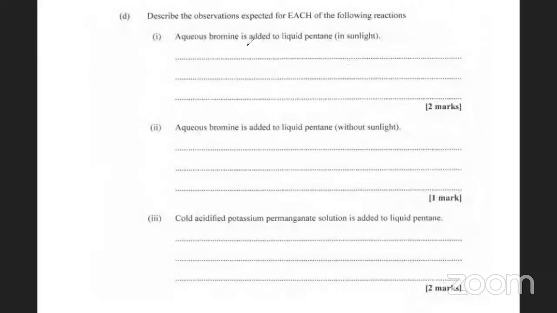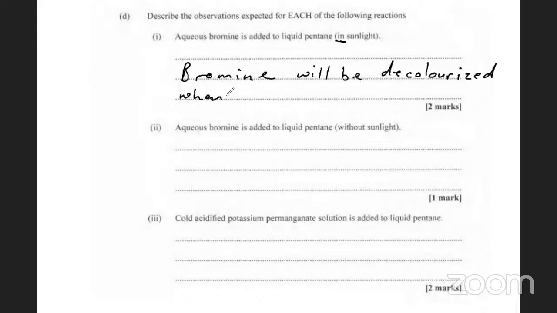Aqueous bromine is added to liquid pentane in sunlight. If you remember when I was doing the mechanism, I had written UV light over the arrow. That is because the reaction will not take place without it. So UV light or sunlight. The fact that they put in sunlight tells you that the reaction will occur. So the bromine will be decolorized when added.